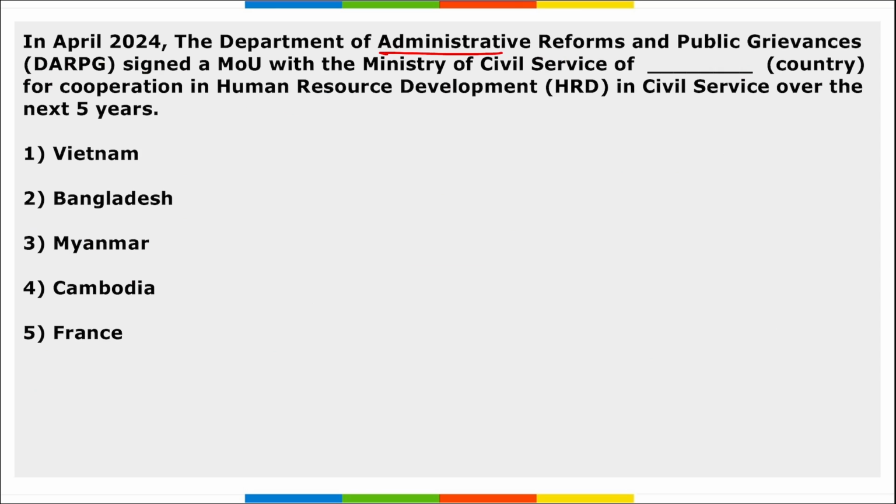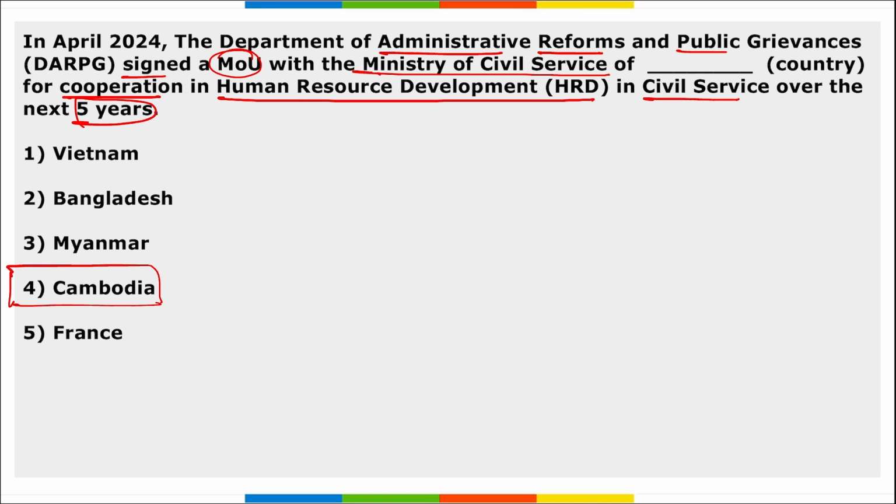Next, the Department of Administrative Reforms and Public Grievances signed an MOU with the Ministry of Civil Services of which country for cooperation in human resource development in civil services over the next 5 years? It is Cambodia. Right. So the Department of Administrative Reforms and Public Grievances signed an MOU with the Ministry of Civil Services of Cambodia, and it is for cooperation in the field of human resource development in the civil services sector. And this will be for the next 5 years.